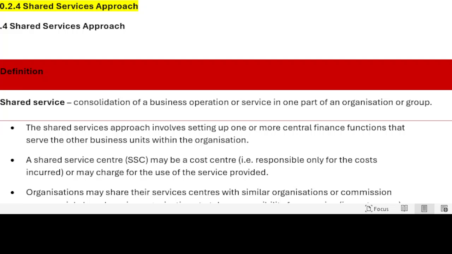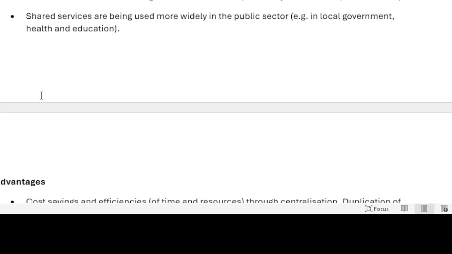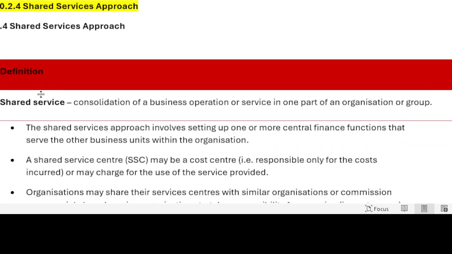So what is a shared service? If someone said shared service, what would you think about it? What do you think shared services are? Because I think we've had quite a number of them in our current day-to-day activities. Anyone has an idea?